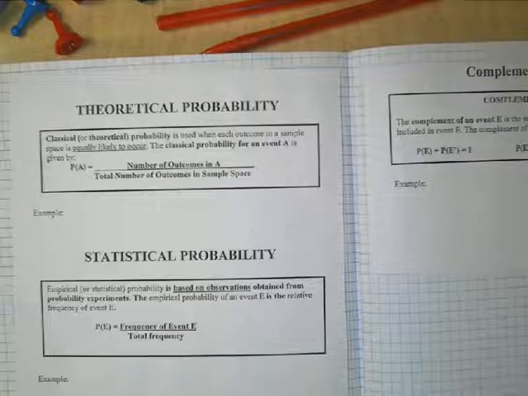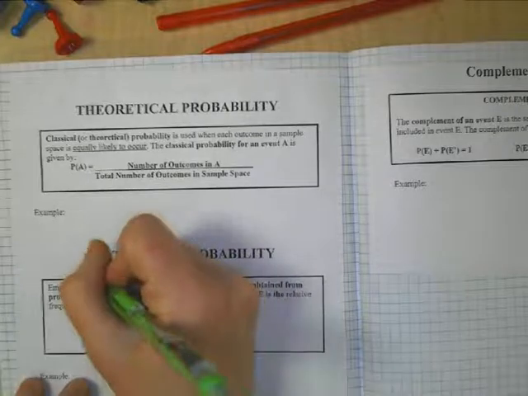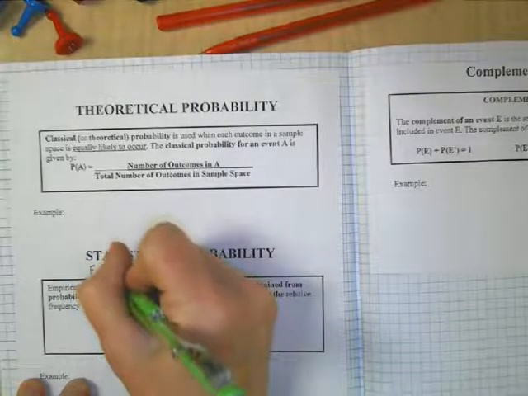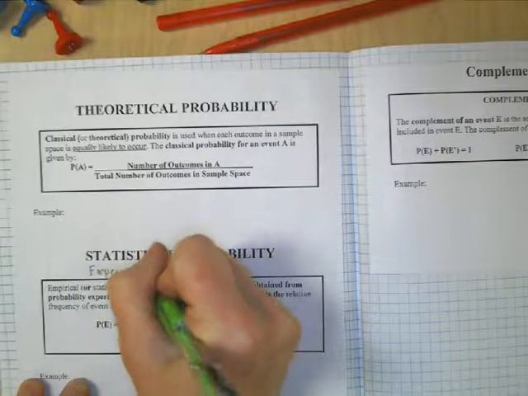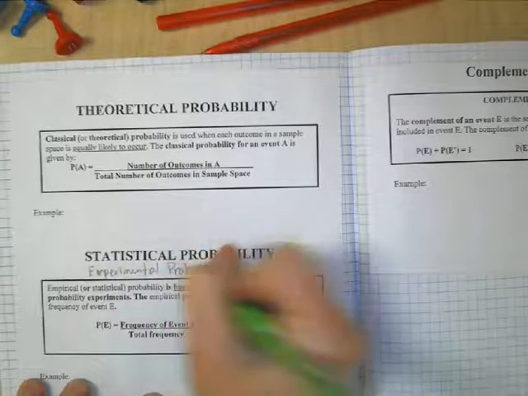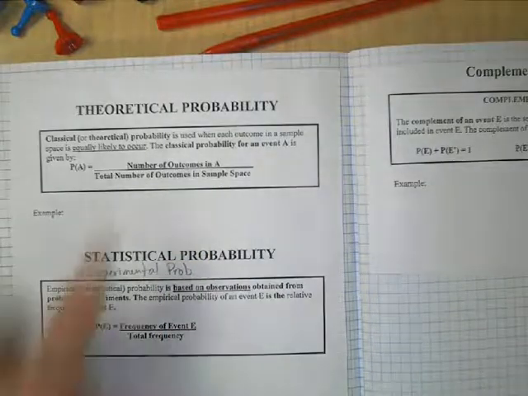First of all, there are two types of probability, basically: theoretical probability and statistical probability. Statistical probability is also called experimental probability, which is basically where your probabilities are based on observed behavior. Let's first talk about theoretical probability.